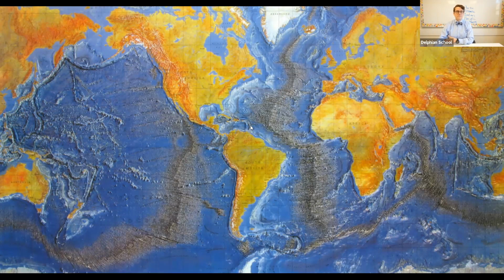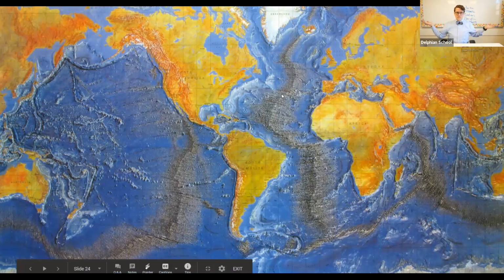There's mountain ranges underwater too. Did you know that? Some of them are really big mountains. Look, right here in the middle of the Atlantic Ocean, there's a hidden mountain range. There's a whole mountain range there in the middle of the Atlantic Ocean.